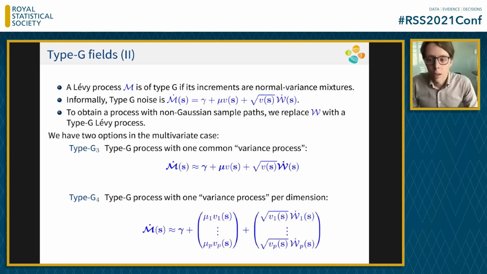That's the idea. And then we can, again, have 2 different ways of doing this. We can take just one of these variance processes and scale all dimensions with the same variance process. That's what we call the type G3 processes. Or we can do the full flexibility and just have an independent type G noise for each dimension, which we then call type G4, which is the most flexible model and which we think is the most interesting that we have. We will look a bit more into how that behaves.